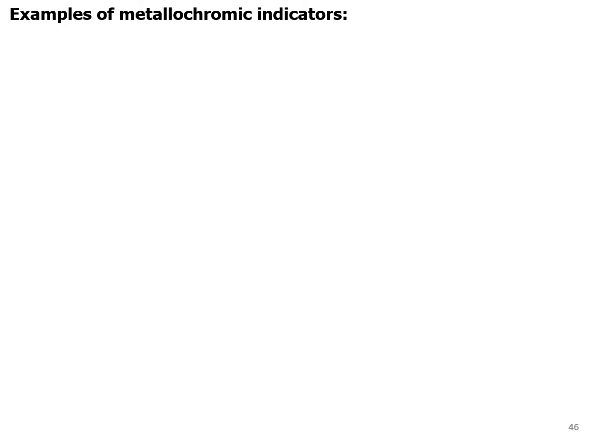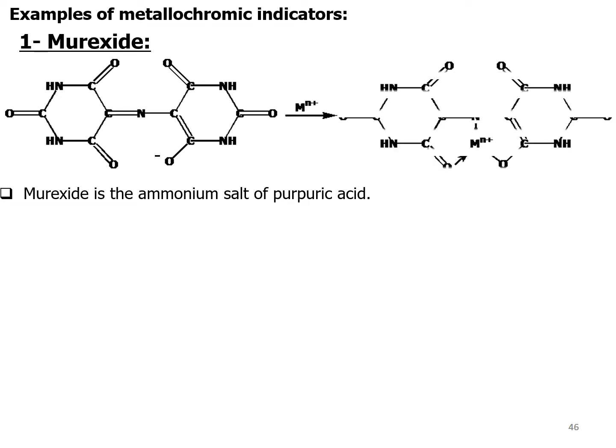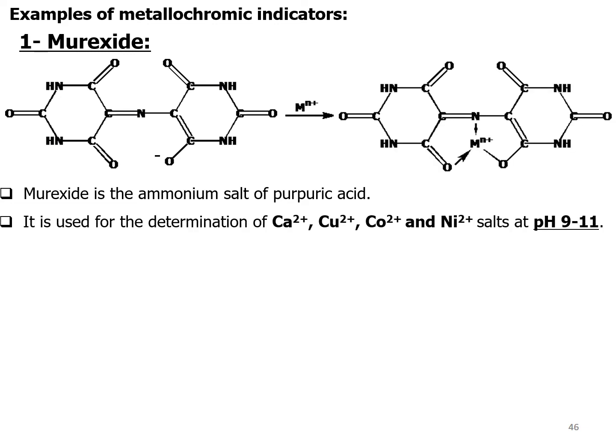Examples of the metallochromic indicators. Murexide. Murexide is the ammonium salt of purpuric acid. It forms a ring structure chelate with a central metal ion, and it's usually used for determination of calcium, copper, cobalt, and nickel. Please memorize these metals for murexide.